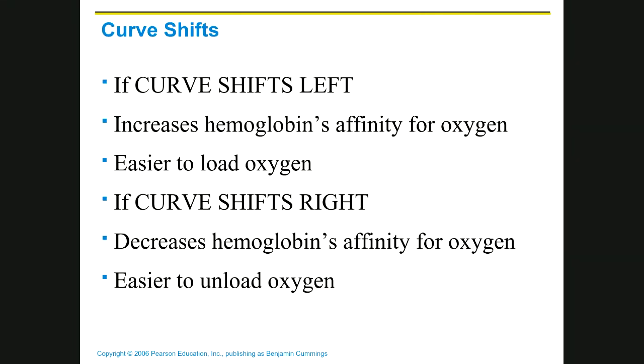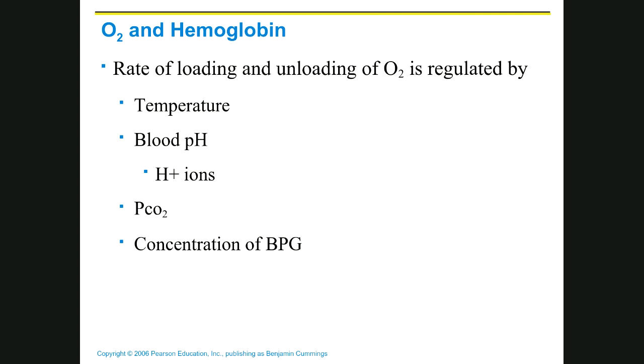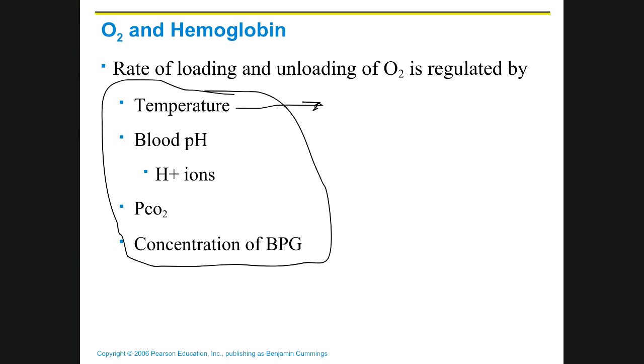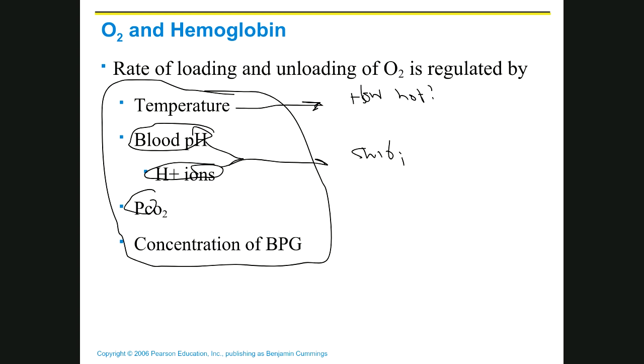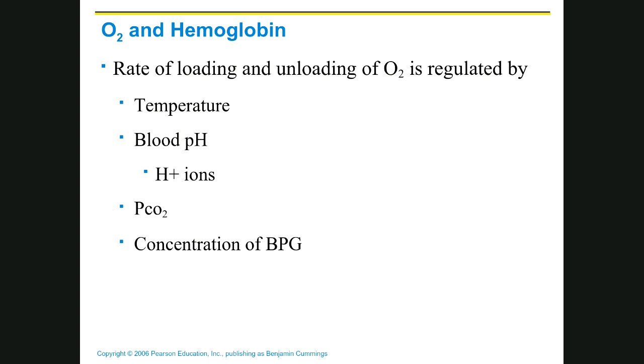So there are factors that affect curve shifting. These are the things that have caused the curve to shift. So temperature, just plain old temperature, how hot is it? That makes the curve shift. pH of the blood, which is the same thing as saying the hydrogen ions, that makes it shift. How much carbon dioxide makes it shift. And then there's one other thing which is called BPG, which is also going to make it shift. So let's look at each one of these individually. Let's look at temperature first.